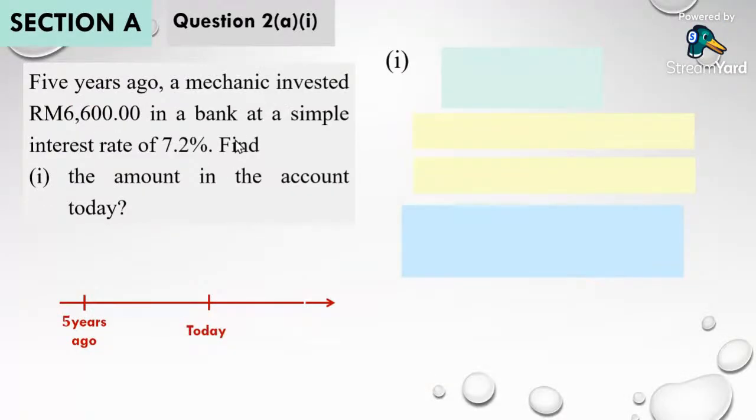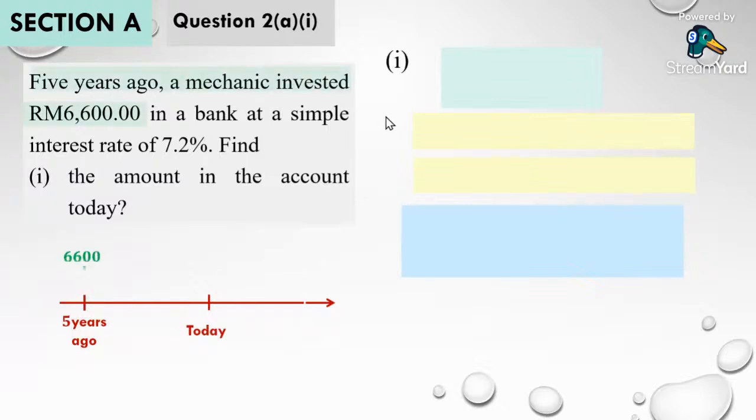It starts with: 5 years ago, a mechanic invested RM 6,600 in a bank at a simple interest rate of 7.2%. Then we want to find the amount in the account today. So this is the question that we have. Let us try to interpret it.